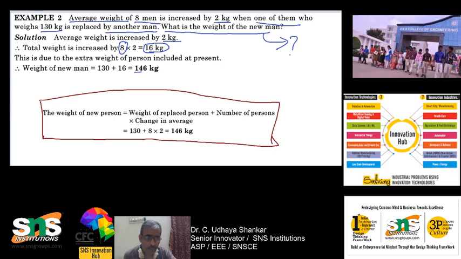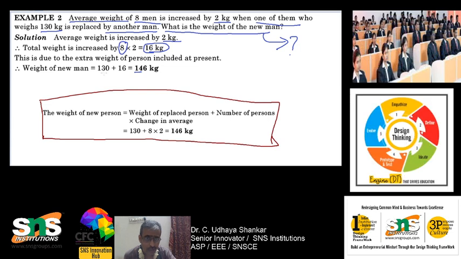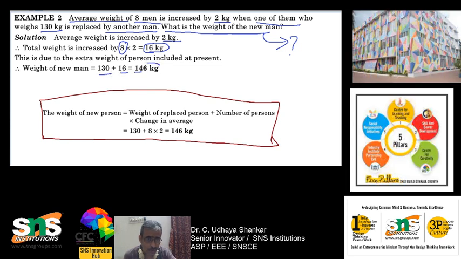This 16 kilogram is added because earlier the weight was 130. Now the 16 has been added, so the answer should be 130 plus 16, which is nothing but 146. So this is how you will find it using the conventional method.